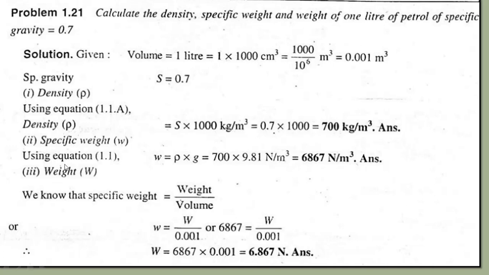Then specific weight w is equal to rho into g. So it is equal to 700 into 9.81 Newton per meter cube, which is equal to 6867 Newton per meter cube. We know that specific weight is equal to weight divided by volume. So specific weight small w is equal to capital W divided by volume, 0.001, or 6867 is equal to W divided by 0.001. W is equal to 6867 into 0.001, which is equal to 6.867 Newton.